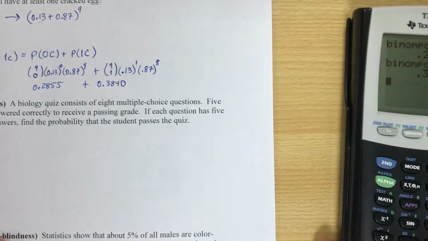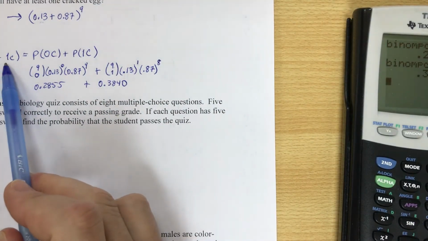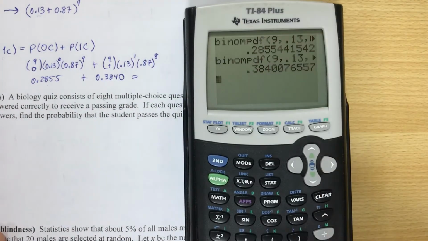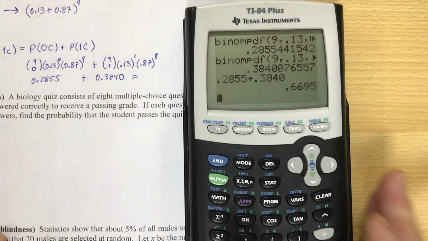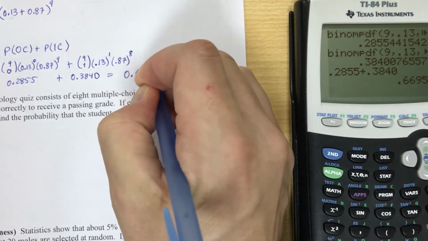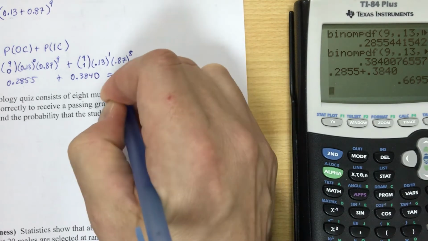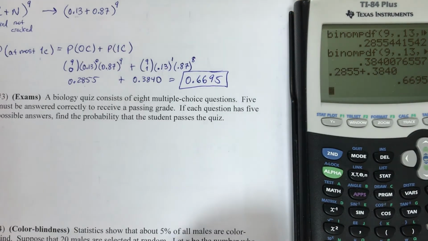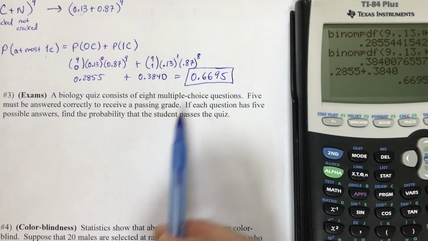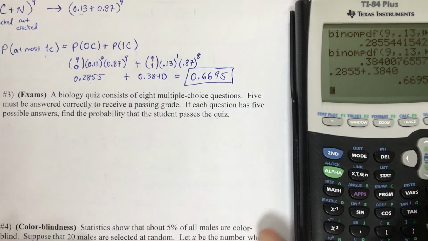So the probability that at most 1 carton has a cracked egg is going to be to add these. So 0.2855 plus 0.3840. And what we get is 0.6695. That is the probability that at most 1 carton has at least a cracked egg. So it's almost a 67% chance.